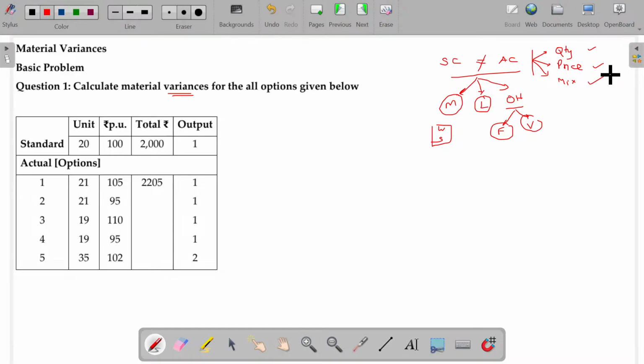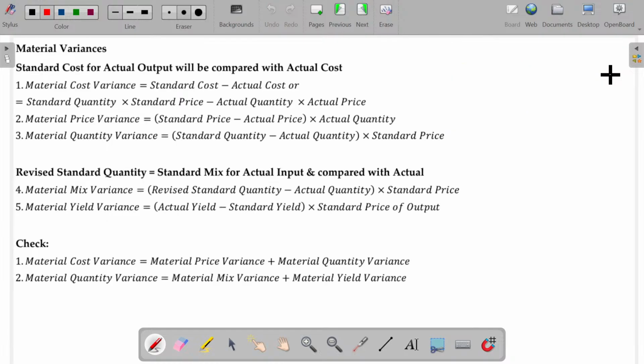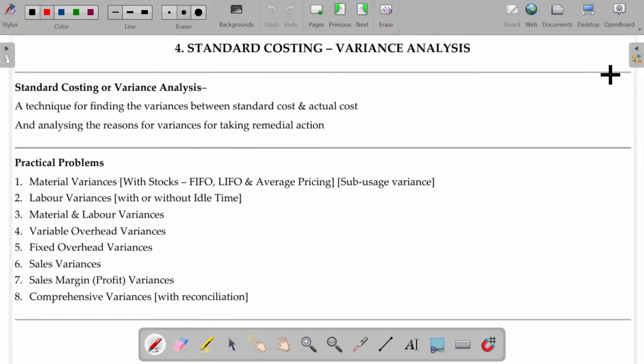So these are the 6 variances. Apart from that, sales price as well as volume. So these are the variances you are going to study. Material variances, labor variances, variable overhead variances, fixed overhead variances, and sales variances, and sales margin, profit based variances. We are going to study all these aspects.